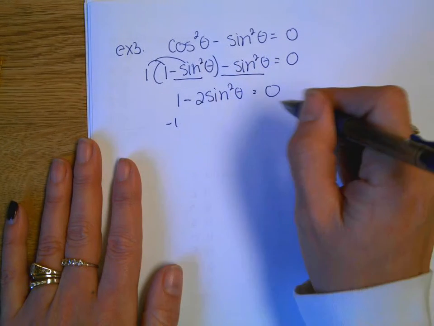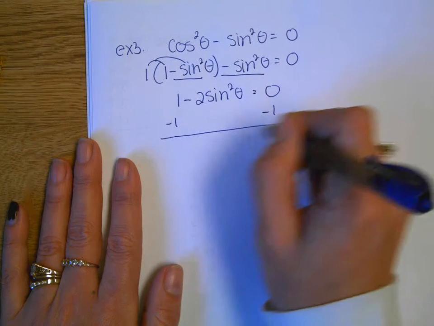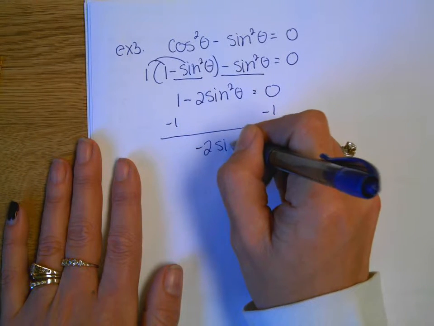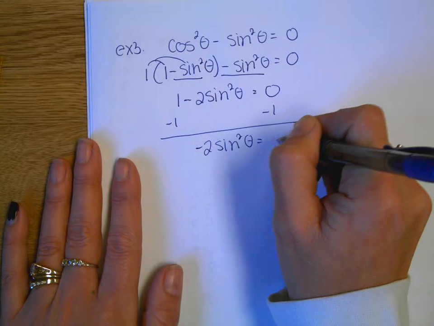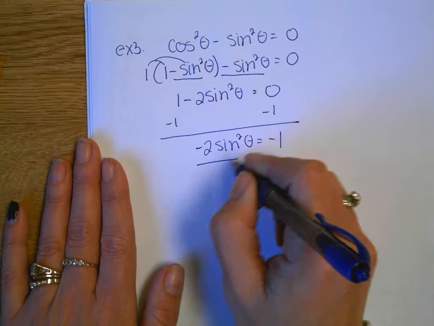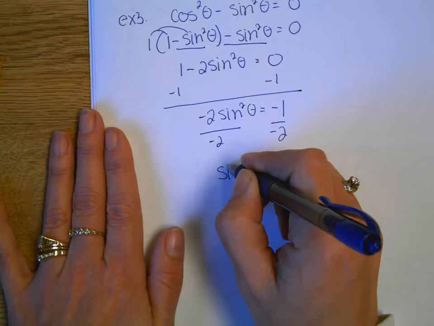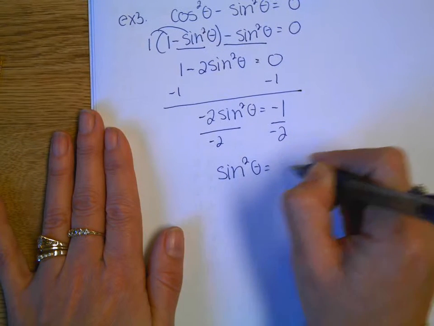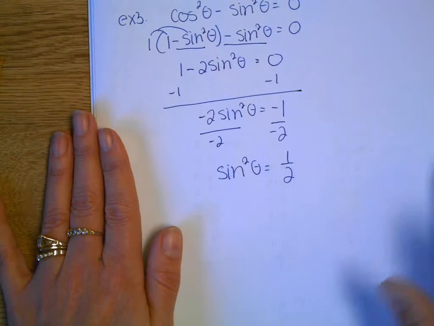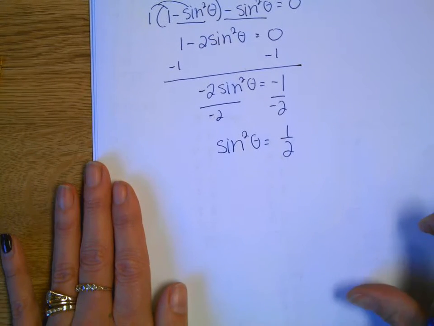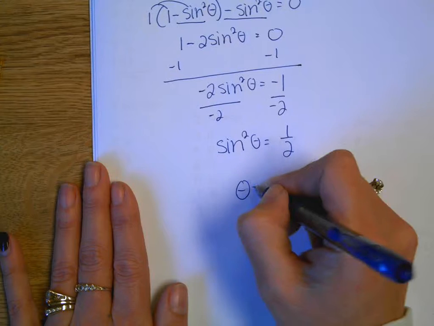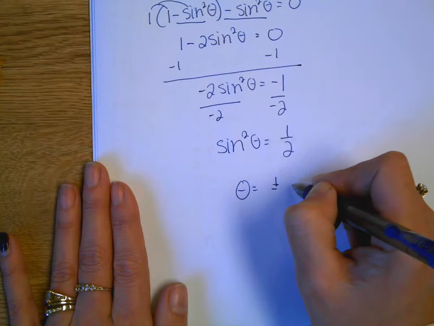I'm going to subtract 1. Divide by a negative 2. Now what? Don't forget, plus or minus.